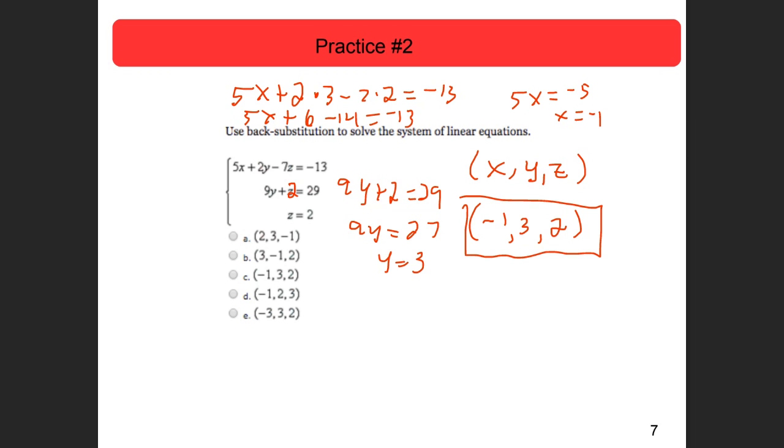So this one was much easier because we already knew what one of the variables was. So all we have to do is what's called back substituting. So my answer should be letter C here.